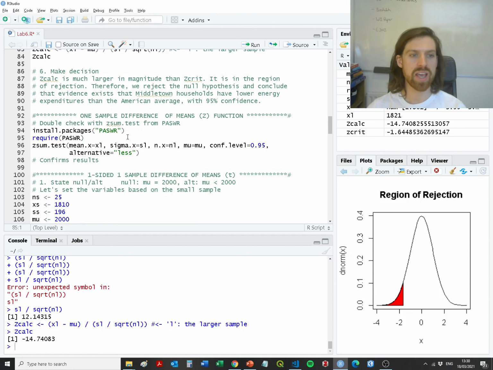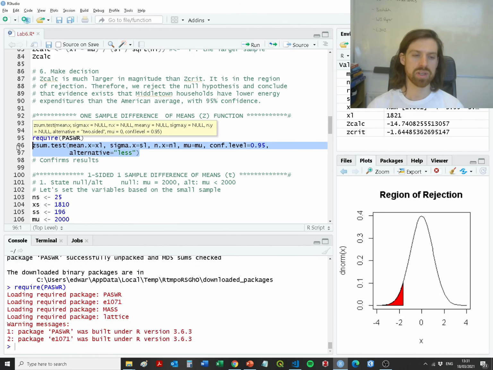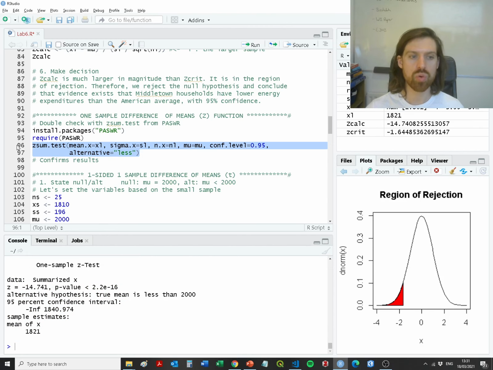We can now validate, if we install the required package here, that number against an inbuilt test, which should ideally produce the same results as what we've just generated. I've worked through manually how we obtain these results, but if you go to this zsum.test function, it produces essentially exactly the same result that I obtained. So the Z value here is minus 14.741, which broadly matches up with the Z calc that we've got here after rounding to 3 decimal places.